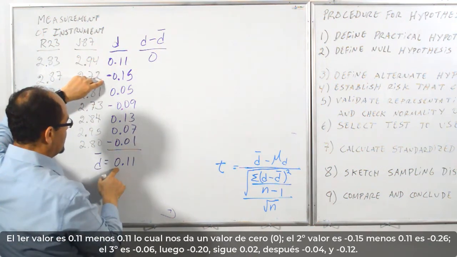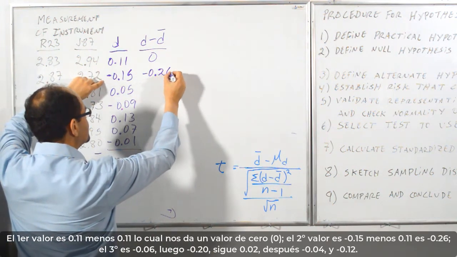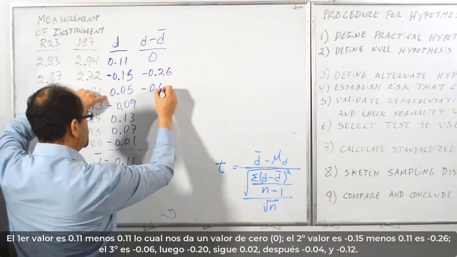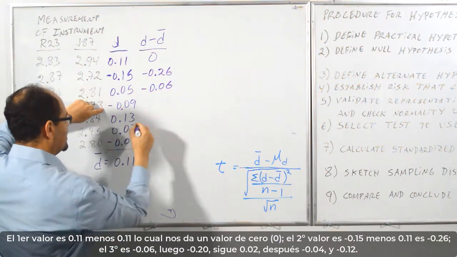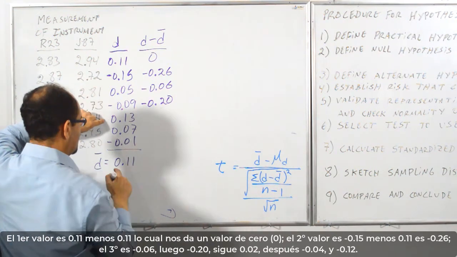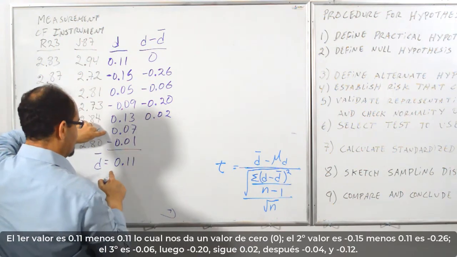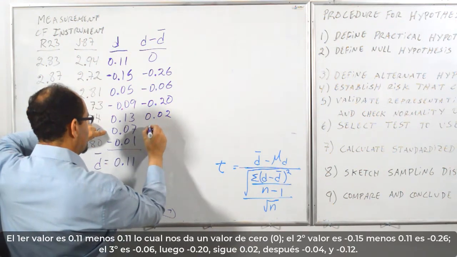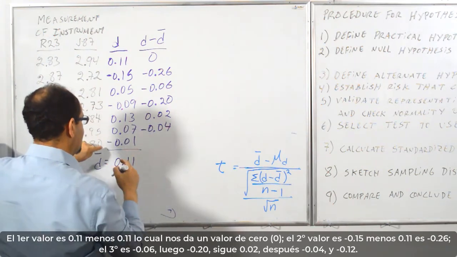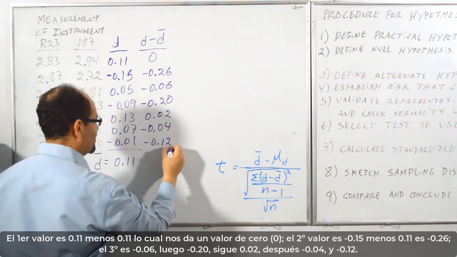Then 0.15 minus 0.11, 0.26 minus 0.11, 0.06 minus 0.11. This minus this, 0.20 minus 0.11. This minus this is 0.02. This minus this is minus 0.04, and this minus this is minus 0.12.